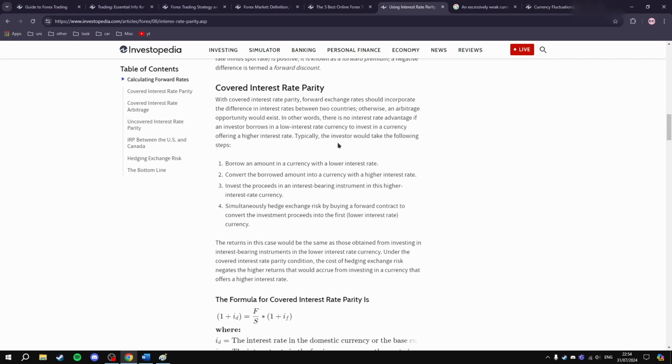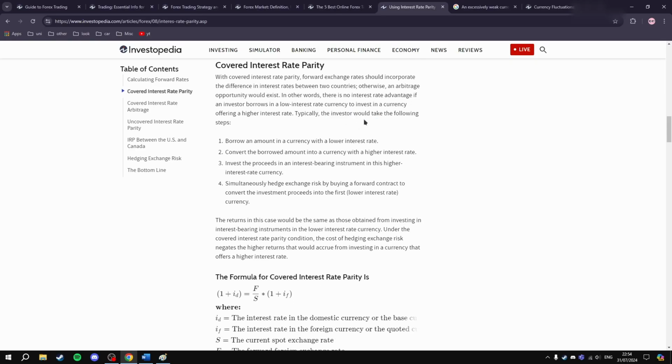So, the investor will take the following steps: borrow an amount in a currency with a low interest rate, convert the borrowed amount to a currency with a high interest rate. The investor proceeds into an interest-bearing instrument in this high interest rate currency. Simultaneously, hedge exchange risk by buying a forward contract to convert the investment proceeds into the first, which is the lower interest rate currency. The returns in this case will be the same as those obtained from investing in interest-bearing instruments in the lower interest rate currency.